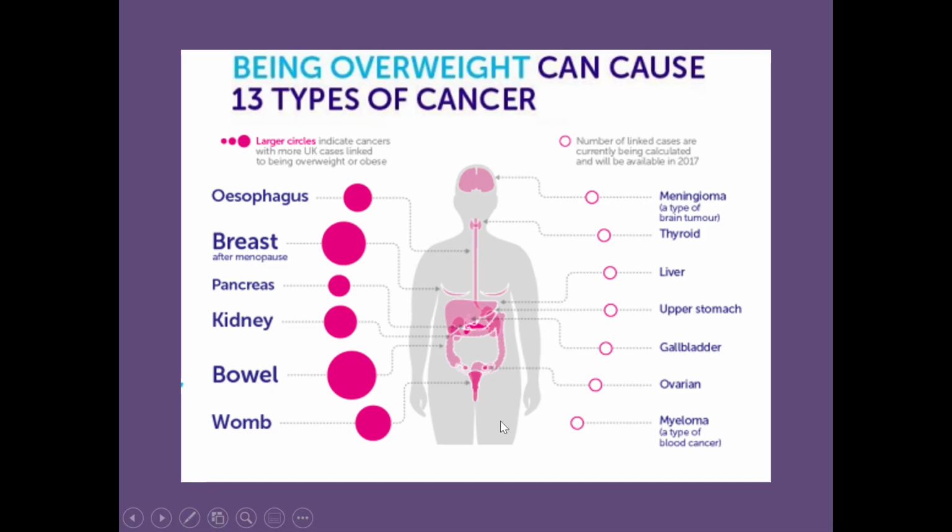And this slide here is a big information slide that Cancer UK released. Being overweight, so this isn't even obesity, guys, this is just being overweight, can cause 13 types of cancer. You've got all these different sizes of circles. The larger the circle, the higher the risk if you're overweight or obese. Things like breast cancer and bowel cancer are huge increases. Some of the others are slightly smaller, but it's still an increased risk. So you need to make sure that you're not overweight or obese, otherwise it's going to massively increase your risk of developing cancers.